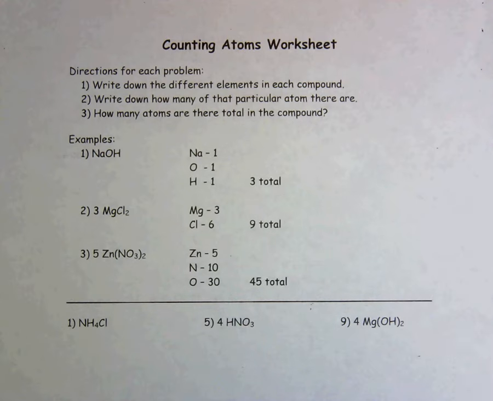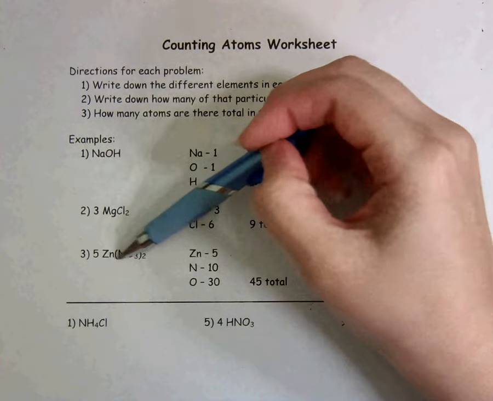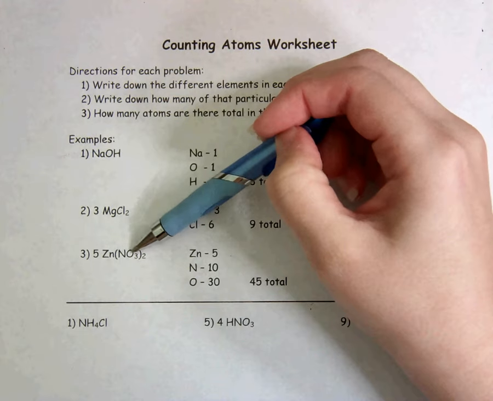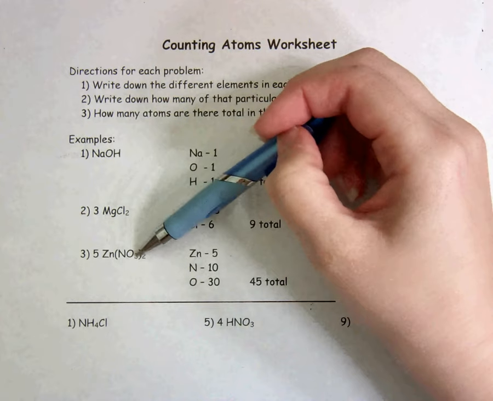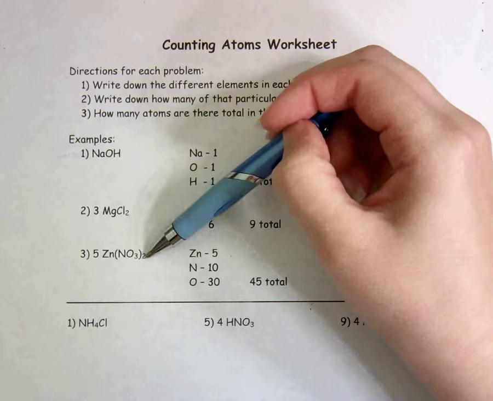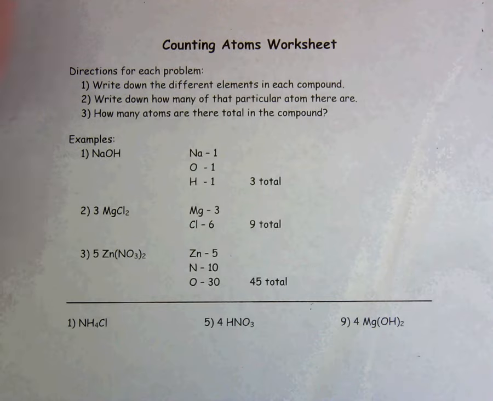You'll do the rest of these the exact same way. Just remember, a number in front multiplies by everything. A subscript that is next to one element symbol goes only with that element symbol, and a subscript next to parentheses multiplies by everything in the parentheses. If you do still have questions, make sure you ask.